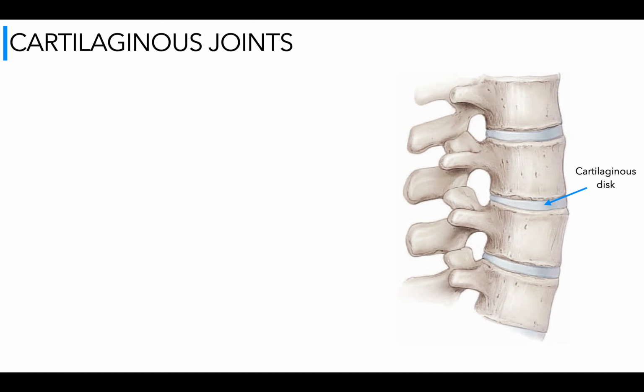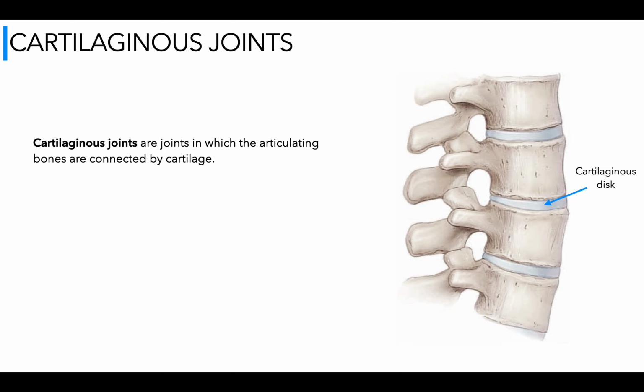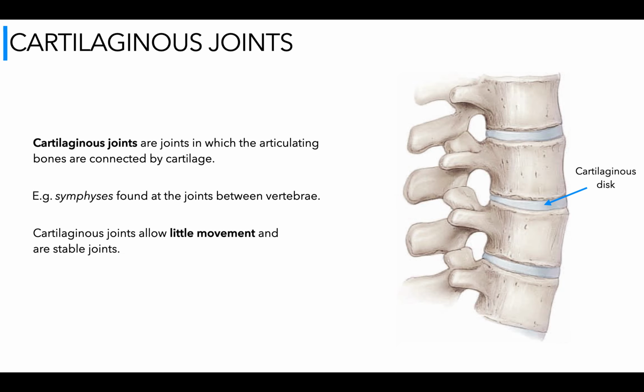Next we have cartilaginous joints, and as you can see the example there is a cartilaginous disc in between the vertebrae. So cartilaginous joints are simply joints in which the articulating bones are connected by cartilage. Here we have two vertebral bones in the vertebral column, and they are held and connected together by cartilage, a fibrocartilage disc. So there's your example, the symphysis in the vertebral column.